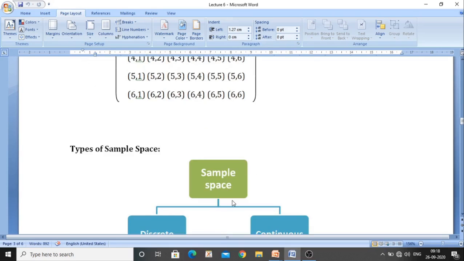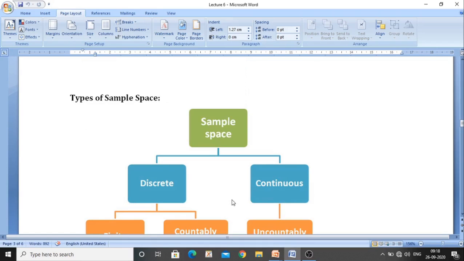Now the types of the sample space. When we are having the sample space, it is either related to a deterministic experiment or a non-deterministic experiment. If it is related to a deterministic experiment, it will contain only one element. And if it is related to a non-deterministic experiment, then it will have more than one element. So in that case, depending on the number of elements in the sample space, the sample space is divided into two types. First one is discrete and second one is continuous.